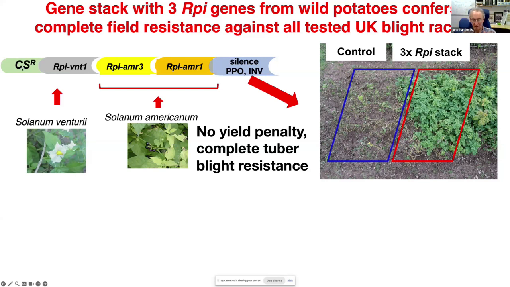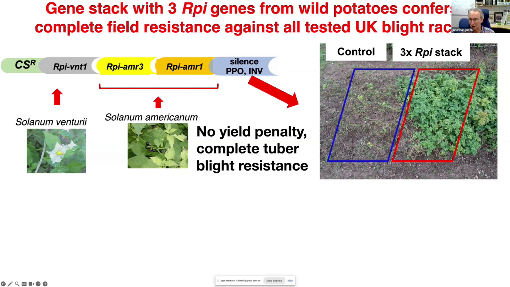And we used CSR, which stands for chlorsulfuron resistance. This is an allele of a plant gene, acetolactate synthase, in this case deriving from tomato, with a couple of amino acid changes that mean it's not inhibited by sulfonylurea herbicide, so we can use it as selection for transformation. And these are a couple of genes, or a construct from Simplot, which gives you silencing in the tuber of invertase and polyphenol oxidase, which reduces bruising and reduces the accumulation of reducing sugar upon cold storage.